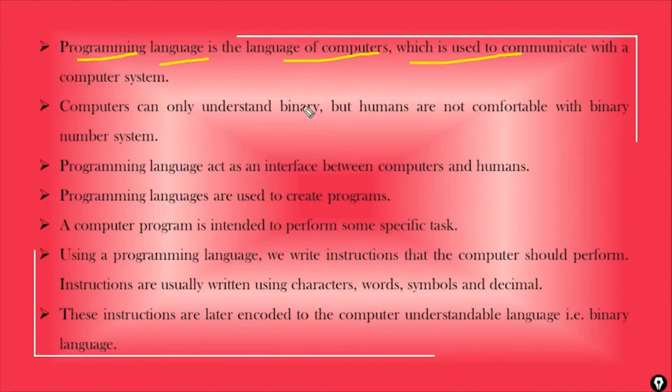Computers understand only binary, which means only the numbers 0 and 1. The binary number system has only two numbers, that is, on and off. But humans are not comfortable with the binary number system. So the programming language acts as an interface between the computer and the humans. We say that a programming language is the interaction between the computer and the humans.